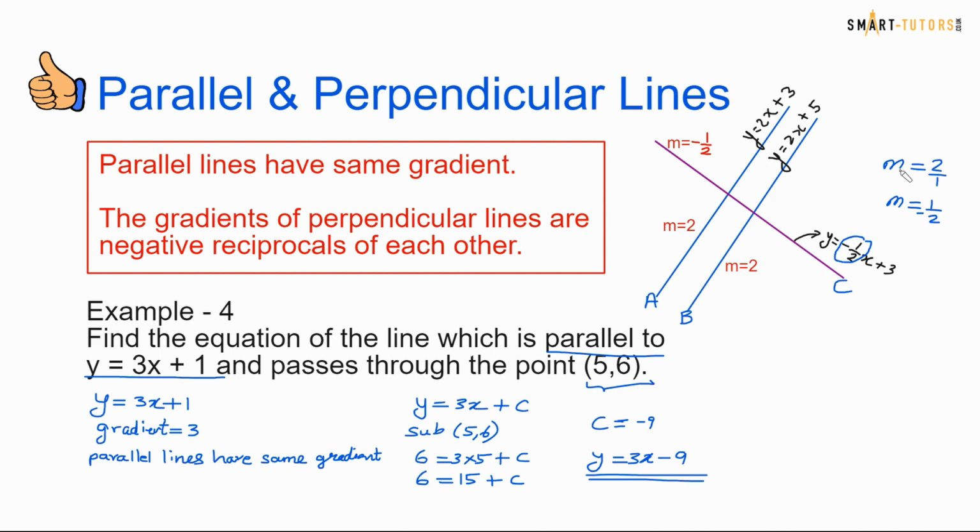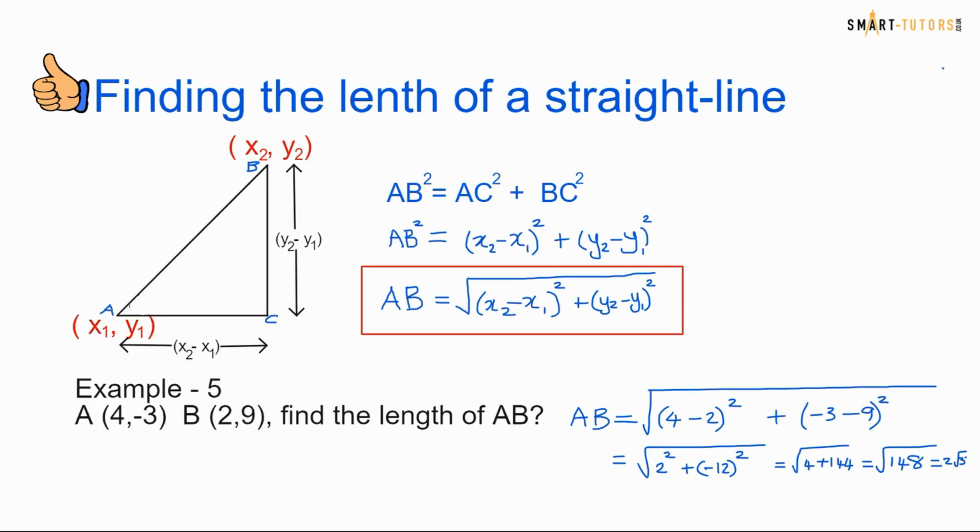So the equation of the line is y equal 3x minus 9. The next thing is finding the length of a straight line. If you have two coordinates, x1, y1 is the point A, and the next coordinate is x2, y2, that is the coordinate of B. If they ask for the length of AB, you can use the Pythagoras theorem.